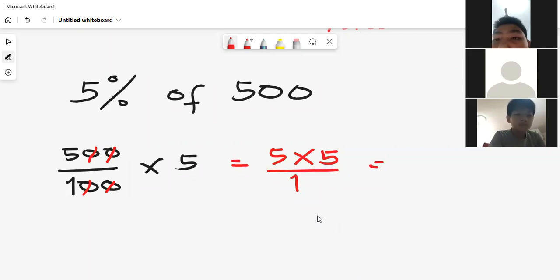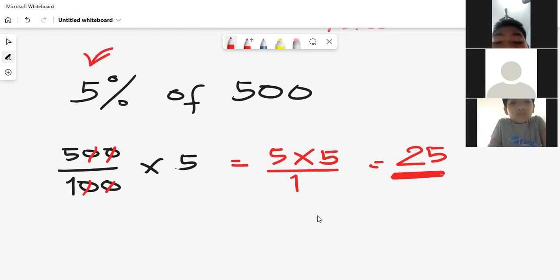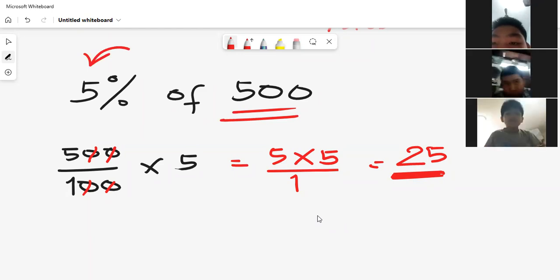25. Let's check the percent. The question here is, what is 5% of 500? So how many people is 5% in 500 people? 25 people is equal to 5%.